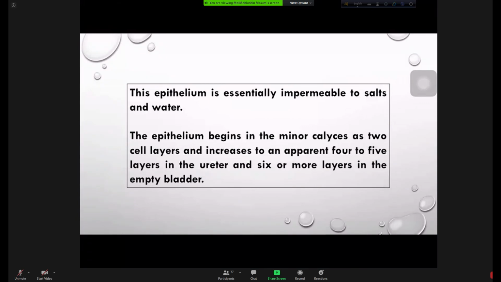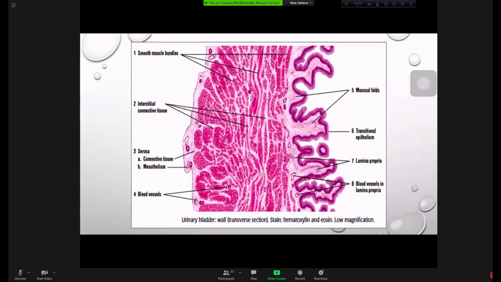This is very important. The transitional epithelium begins in the minor calyx as two cell layer thickness, but gradually throughout the course, the lining epithelium will add more and more cells. So this is the wall of the urinary bladder. This is also folded, but the muscle layers are not that clearly distinct because the middle circular layer is very thin, but the outer and inner longitudinal muscle layers are thicker.